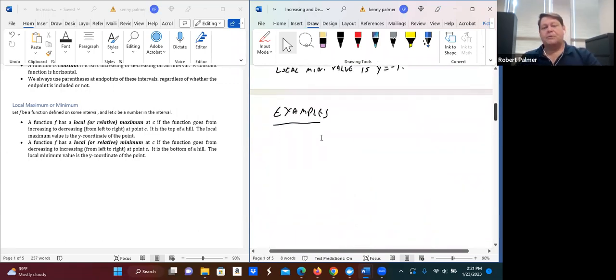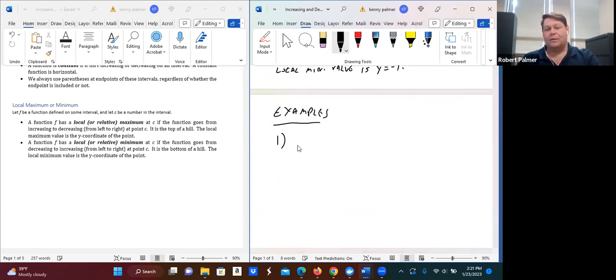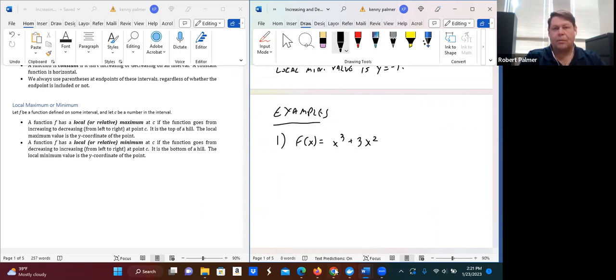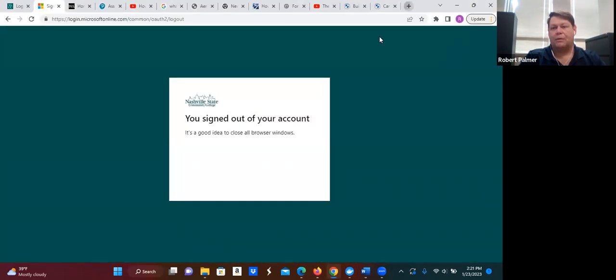Now, my first example, let's look at a function given by a formula. So number one, let's say we have, in this case, f of x is equal to x cubed plus 3x squared. Now, I'm going to do, let's actually go to Desmos. Let's see, I'll just go right here.